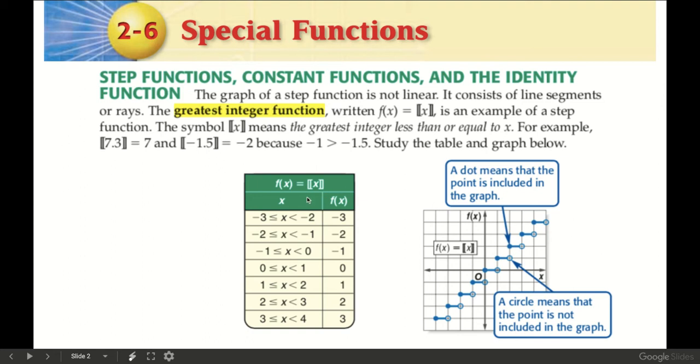Again, keep in mind something you might not have a lot of experience with is this greatest integer symbol. All that means is you're rounding that value down to its next greatest integer.